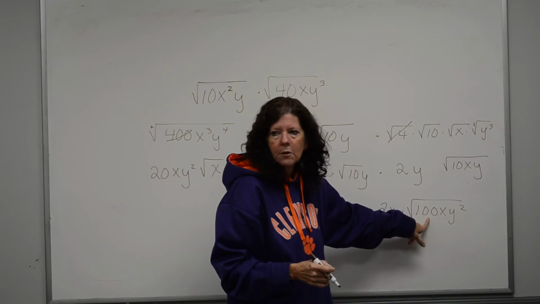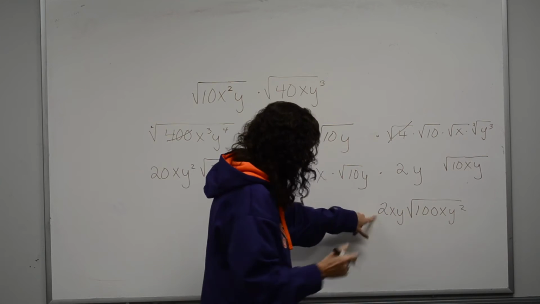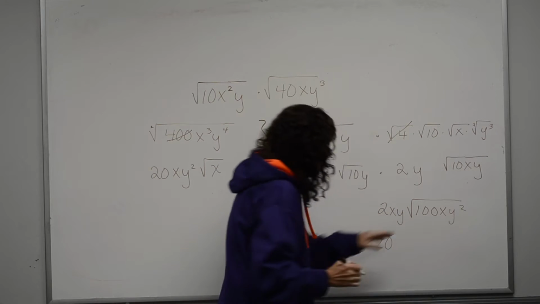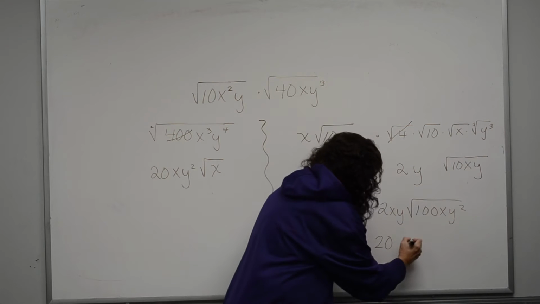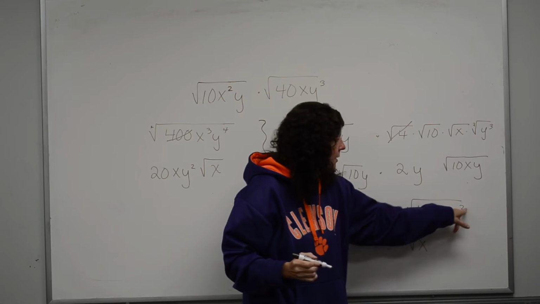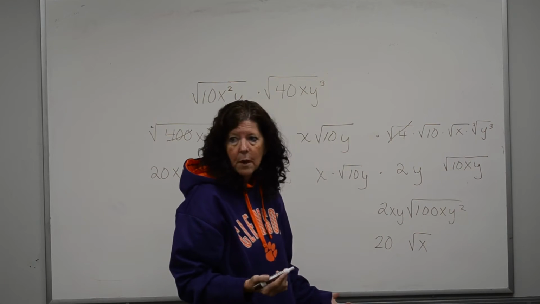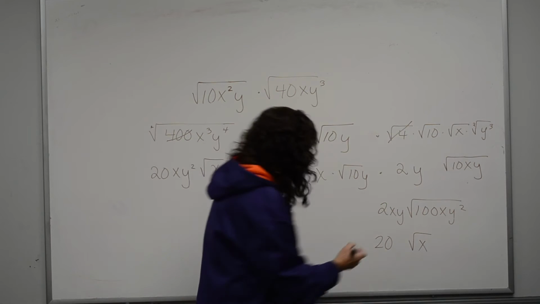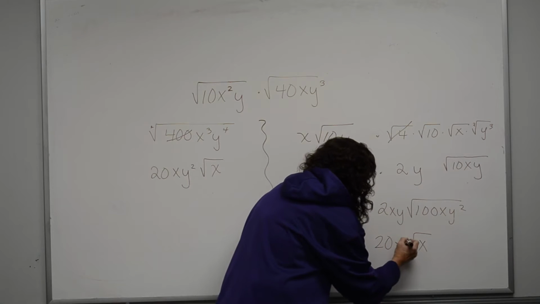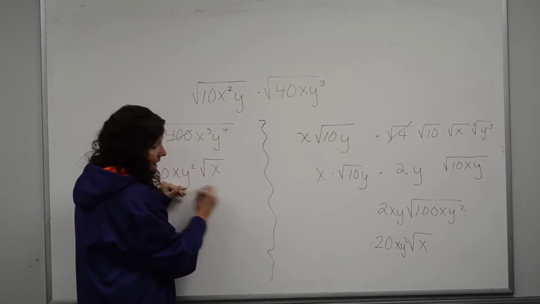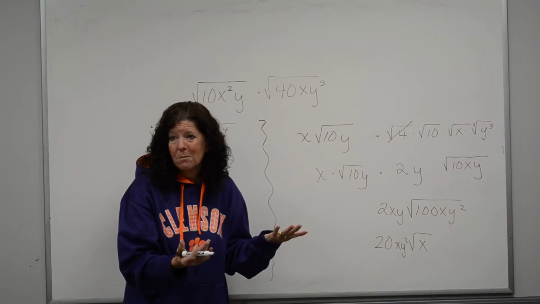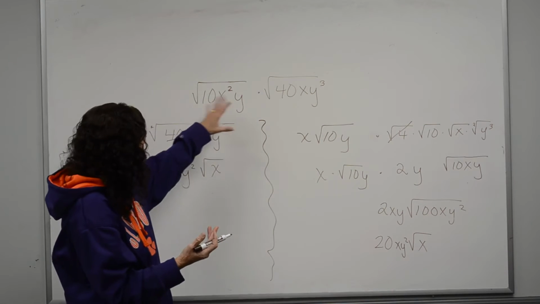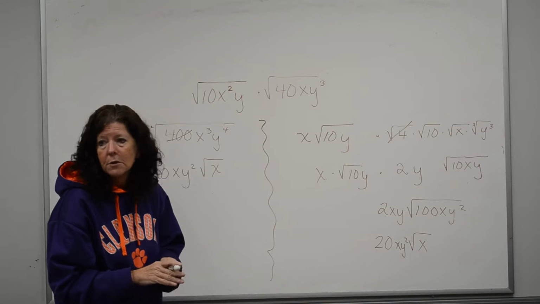What's the square root of 100? 10. 10 times 2 is 20. The only other thing I can do is my y squared. What's the square root of y squared? Y. So then I have 20xy, which is the exact same thing, a little bit harder technique. Probably easier on this one to multiply first.